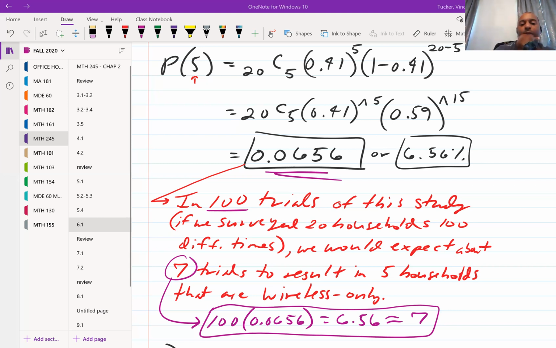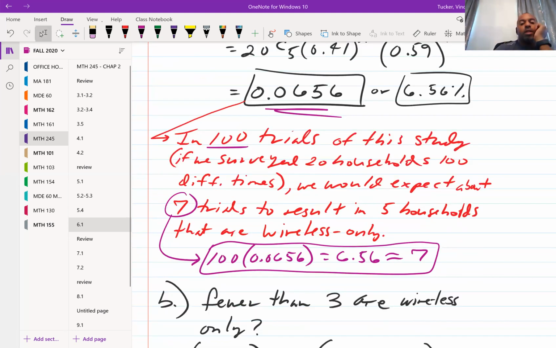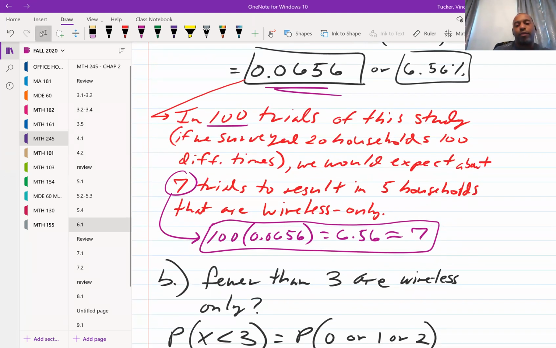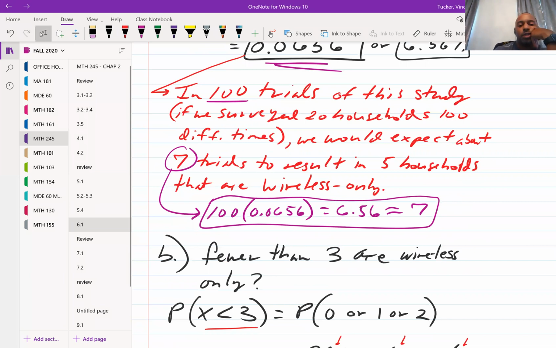All right, so let's look at B. This one we're looking at fewer than 3 are wireless only. Before we had exactly 5, so 5 was the only number we had to worry about plugging into the formula. But this time we're looking at fewer than 3, so we're talking about 0, 1, or 2.